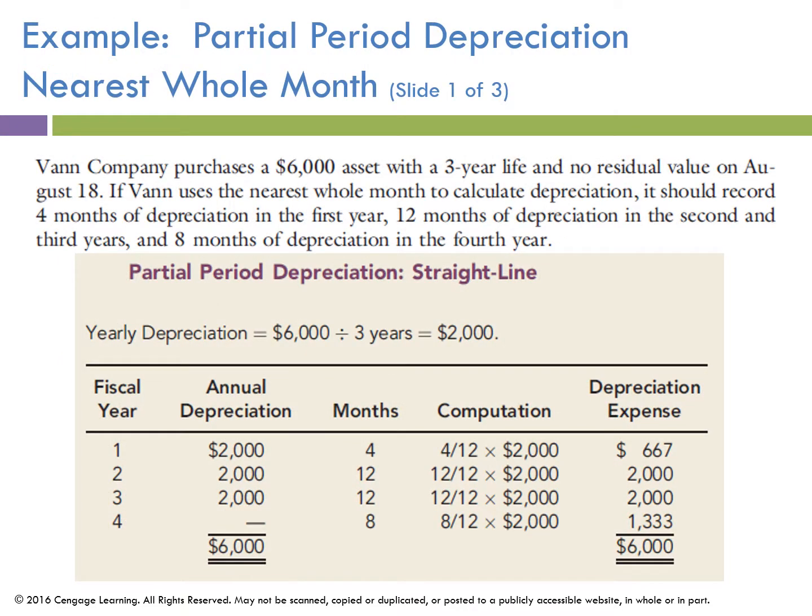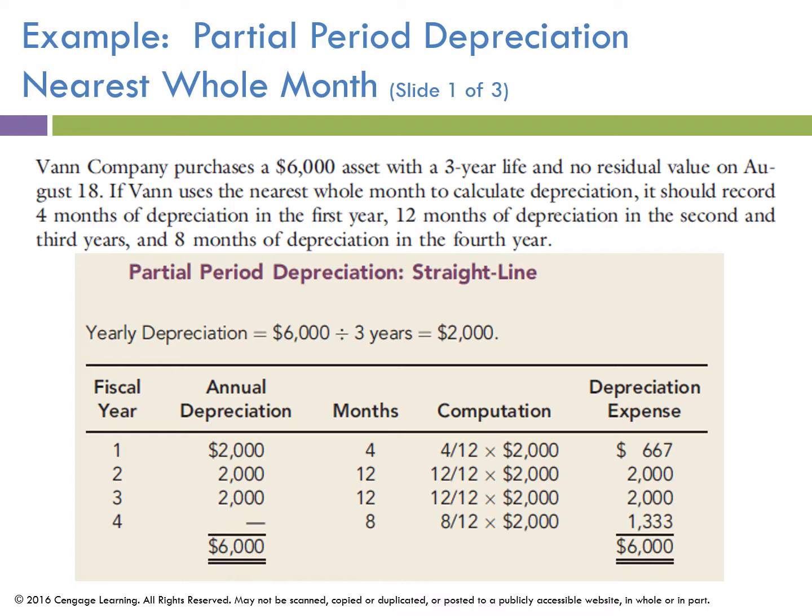So let's say Van Company purchases a 6,000 asset with 3-year life, no residual value on August 18th. If they use the whole month to calculate depreciation and they use straight line, they're going to take the 6,000 cost minus residual, there is no residual, divided by the life of 3 years. So the annual amount of depreciation when they use the asset for 12 months will be $2,000. But in this first year, they bought it late August and they say, okay, go to the next fullest month. So they used it all September, October, November, and December, or 4 of the 12 months. So in that first year of use, they're only recording 4 months of depreciation, or $667.